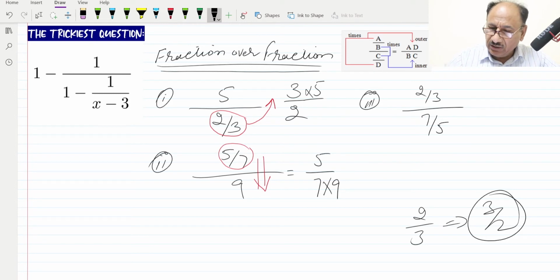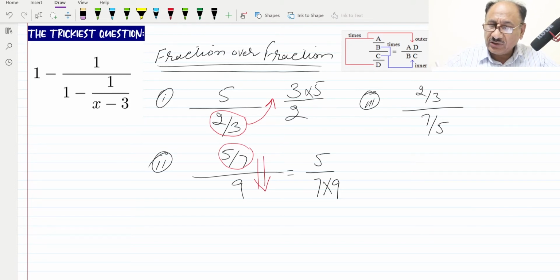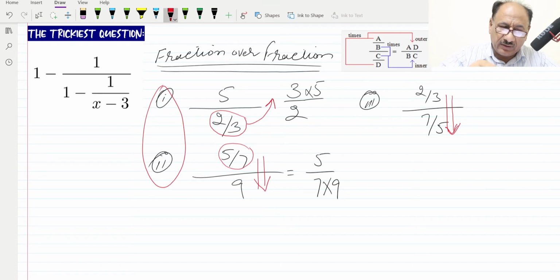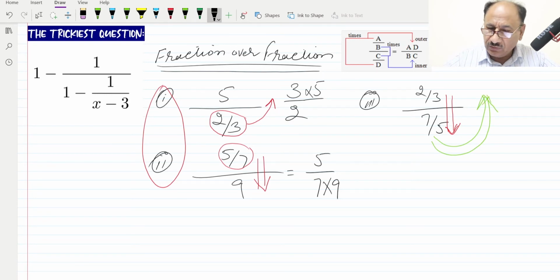Now the third scenario, in which we have a fraction in the numerator as well as a fraction in the denominator. We will be using both of these techniques: pulling this numerator fraction down, and taking the reciprocal of this fraction. After taking the reciprocal and pulling down, what will be the new situation? We will pull down 2 over 3, so this will be the main fraction, 2 over 3, and the reciprocal of this will be 5 over 7, and this will be the situation.